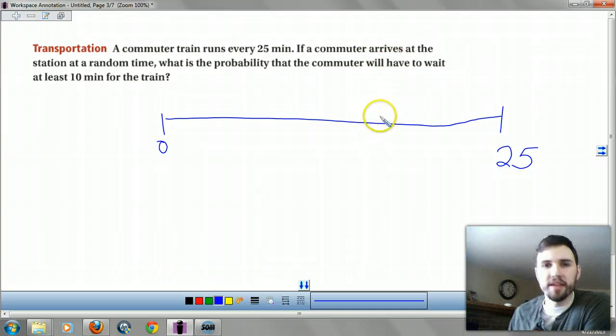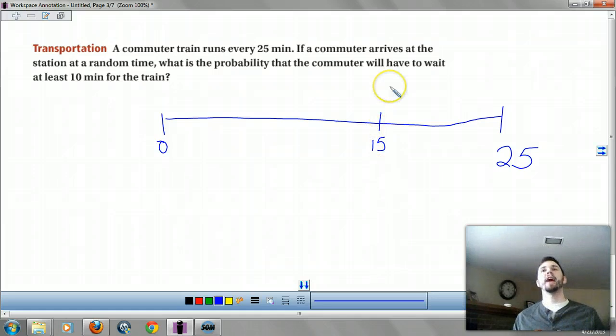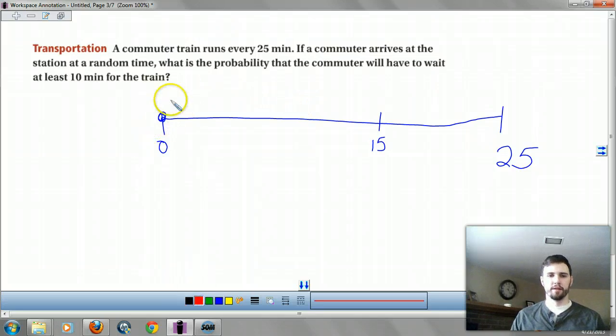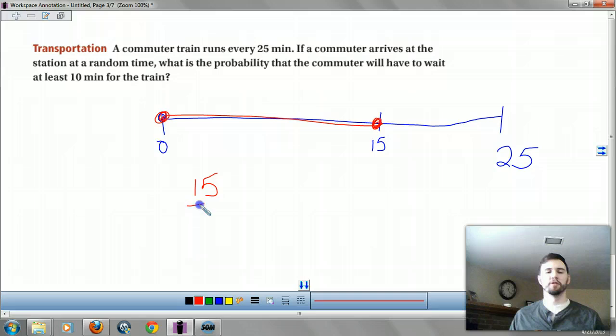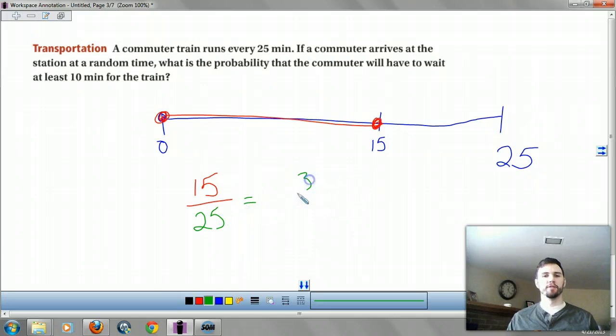So that means you have to get there 15 minutes after the last train went, right? Because if you're there after 15 minutes after the last train, you'll have less than 10 minutes to wait. So this is what you're looking for, and this is your total. So you're looking for getting there after 15 minutes, possibility 25. That reduces to 3/5, okay, or 0.6.